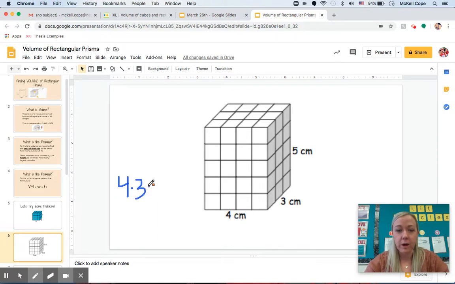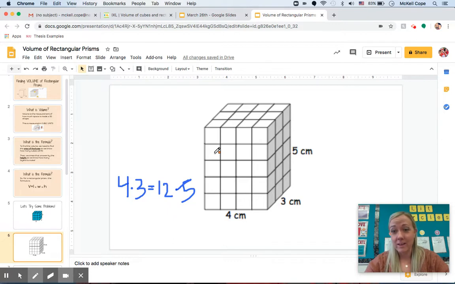And I'm going to take that 12, and I'm going to times it by how many layers are going up the shape. So in this case, we have 1, 2, 3, 4, 5 layers. So that 12 is being repeated 5 times. So rather than saying 12 plus 12 plus 12 plus 12 plus 12, I'm just going to times it by 5 and make my life easier. So 12 times 5 would tell me that I'm going to have 60 cubes total.